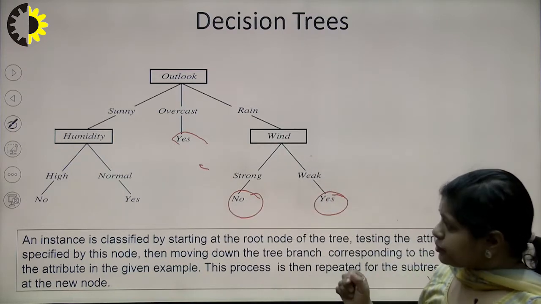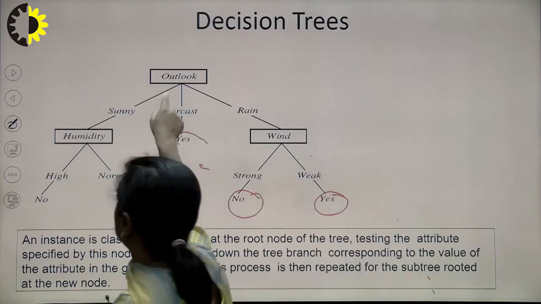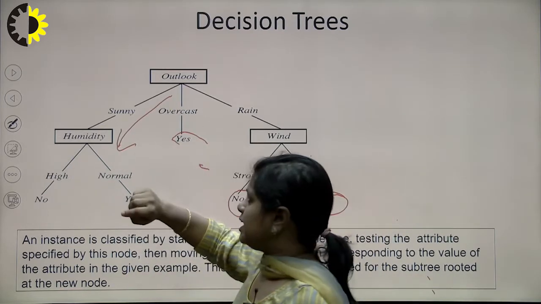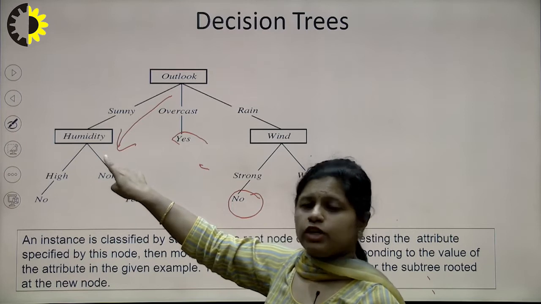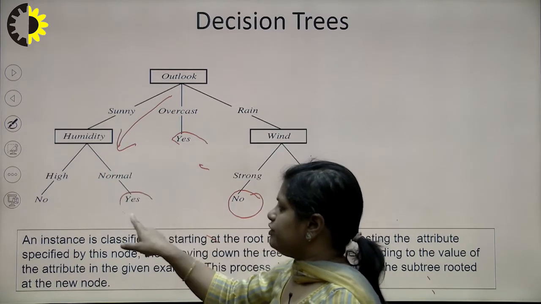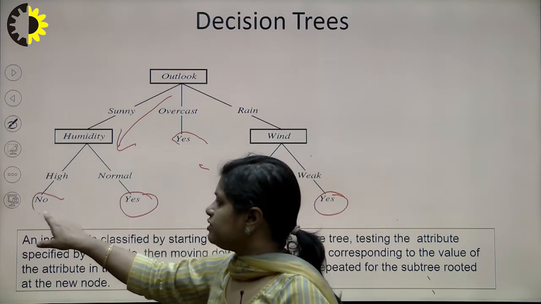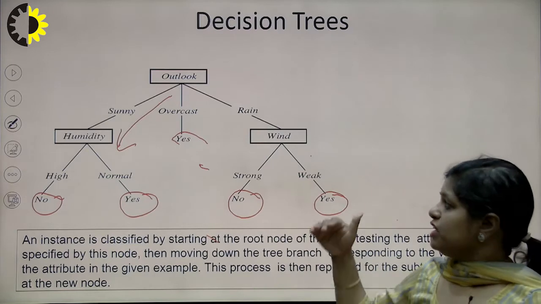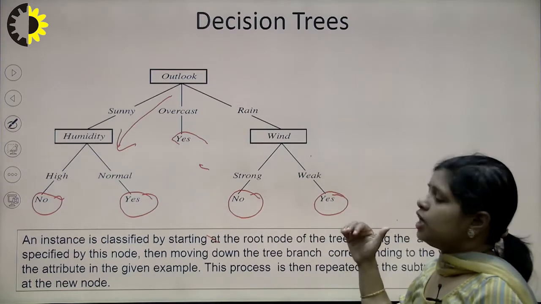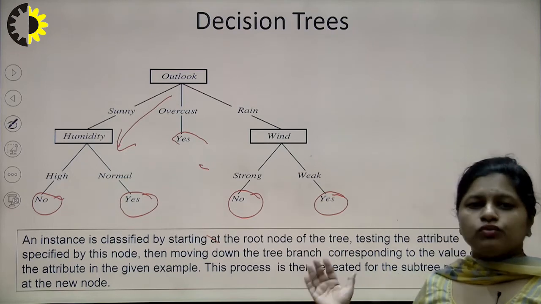We can directly classify that value as yes. If outlook equals sunny, then we need to follow this particular path. In that case we need to find out the value of the humidity attribute. If the humidity value is normal, then we give the answer as yes. If the humidity value is high, then we give the answer as no. In this way we can move from the root to the leaf nodes and classify that test instance into one of the classes.